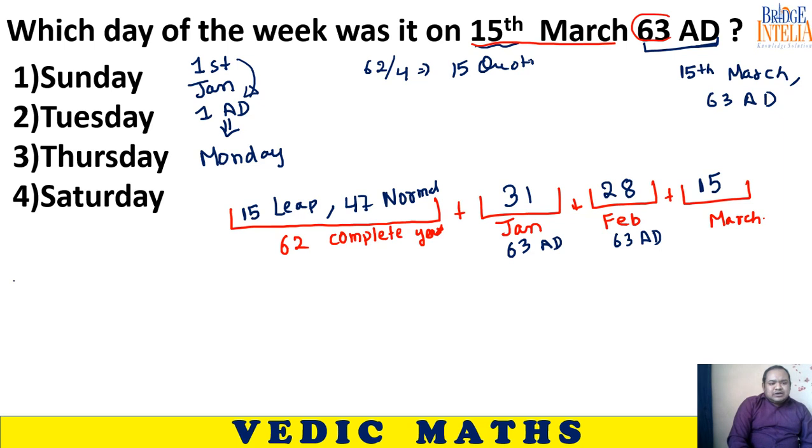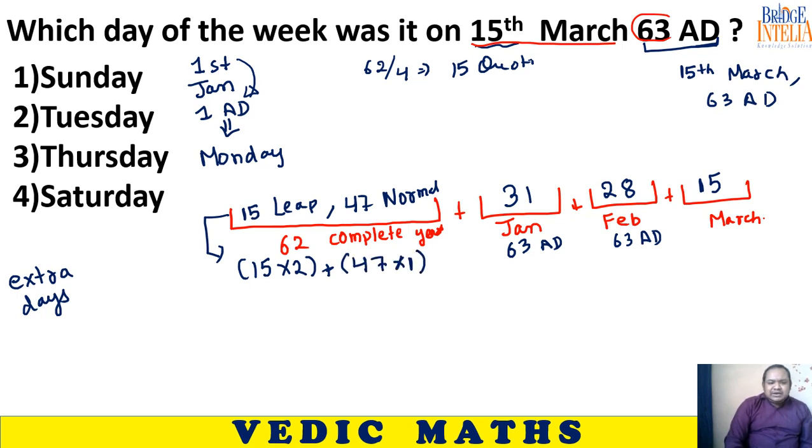Now you have to focus on extra days. 15 leap years. One leap year generates 2 extra days. So 15 into 2 is 30, plus 47 normal years. One normal year generates one extra day. So 47 into 1. So from here 30 plus 47, 77.